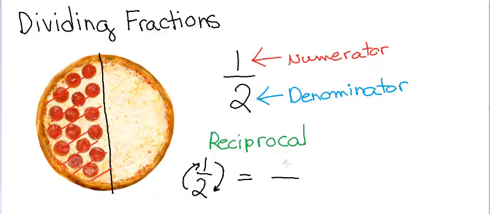So the top portion, which was a 1, is now brought to the bottom, and the bottom portion, which was a 2, is now brought to the top. In simpler terms, 2/1 is the same as writing 2. Therefore, the reciprocal of 1/2 is simply 2. Now that we have all the basics down, we're ready to move on and actually start dividing our fractions.